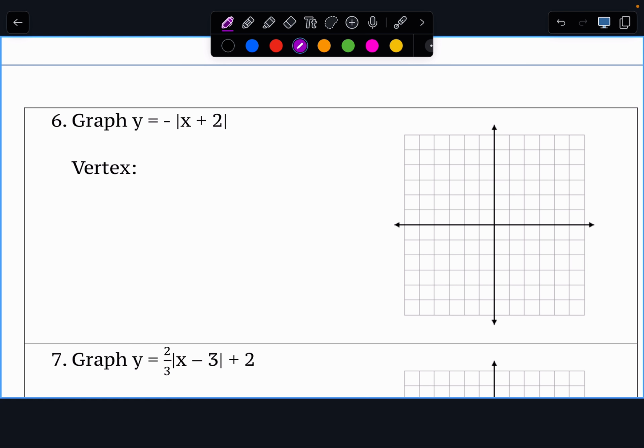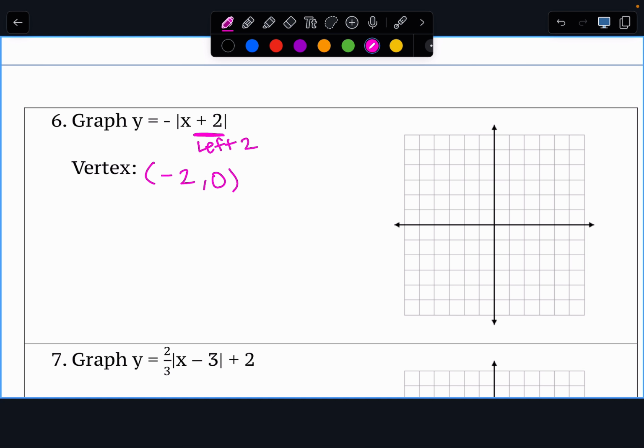Our vertex. Okay. Which way are we moving? Up. Down. Down. Both wrong. Left. Right. Left. Right. Left. Down. When we are inside the absolute value, it's left or right, and it's backwards. Okay? How many do we move up or down? Negative 1.